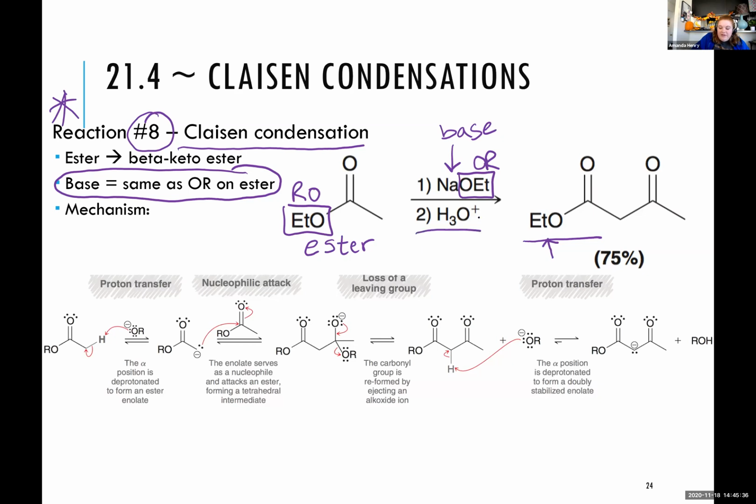Our second reagent is just water and acid. And what we're going to end up with is called a beta keto ester. So there's our ester, alpha, beta, beta keto ester. Meaning we have an ester and on the beta carbon, there's a ketone.